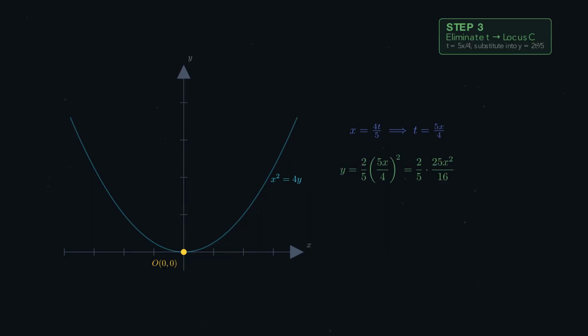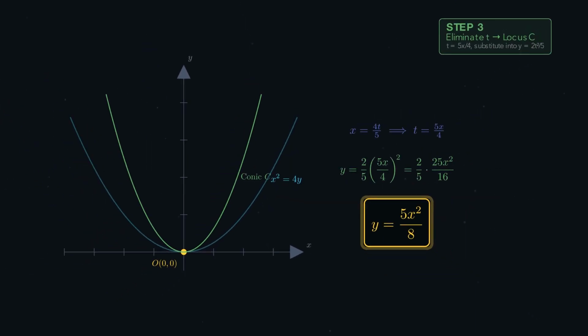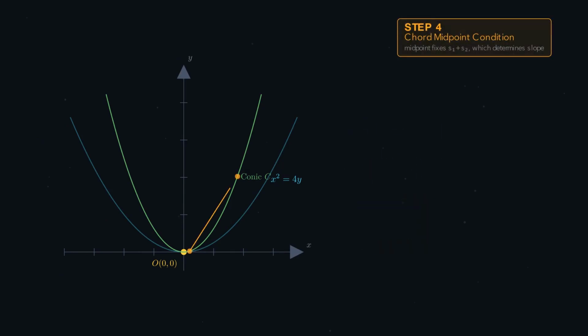Now we eliminate the parameter. t equals 5x over 4. Substitute into the y coordinate, and we get y equals 5x squared over 8. That's conic C, a new parabola, narrower than the original, but with the same vertex at the origin.